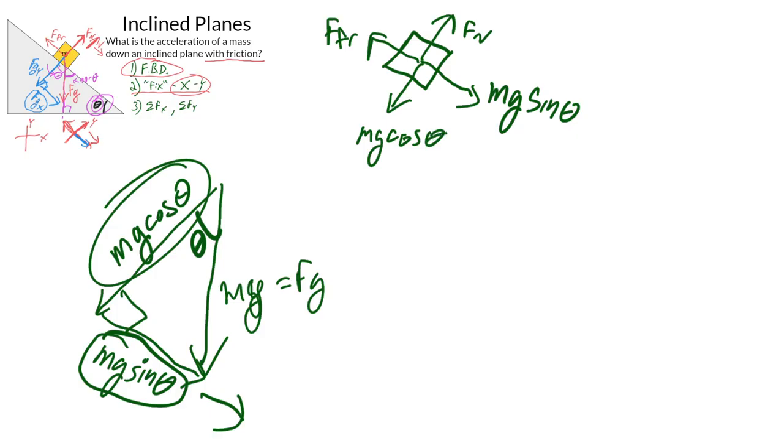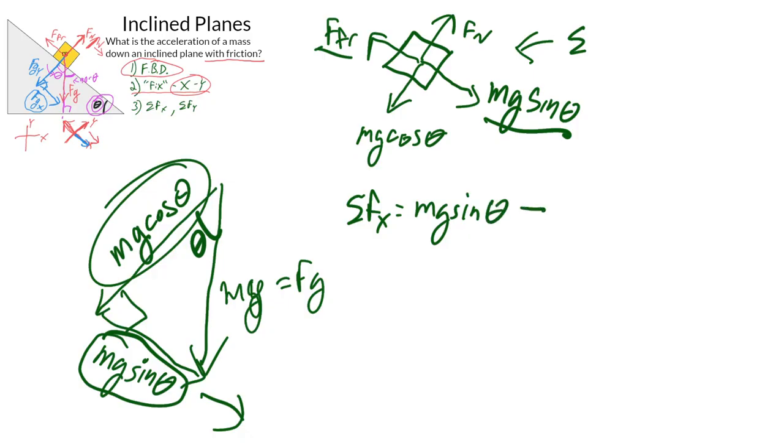Once we've done this, we can now easily do our summations, right? Because we now have our x's and y's all set up. So let's do the sum of the forces in the x direction. We just take a look at our two forces in the x direction. That's going to be mg sine theta. Remember, this is the component of gravity pulling the object down the ramp. And then we're going to subtract out friction, and this is equal to mass times acceleration. This is the object that's going to be accelerating down the ramp, right?